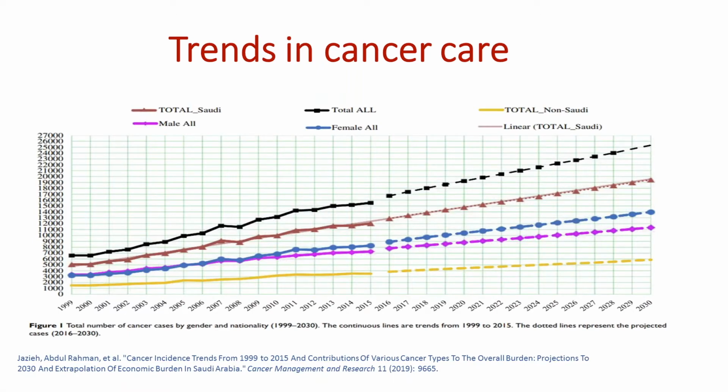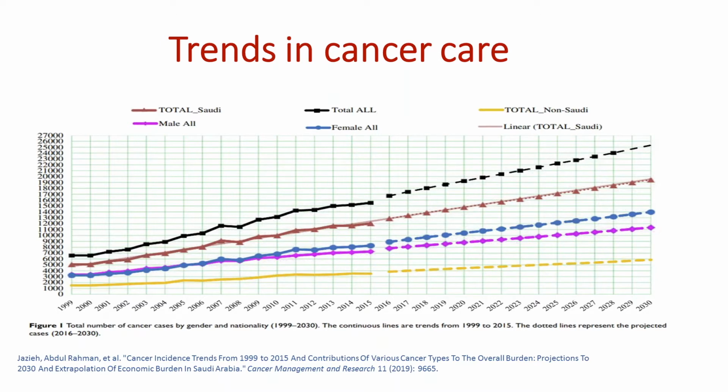So starting with some data, this is from a recent local study about the cancer incidence trend between 1999 and 2015. In the left part of this graph, you can see the cancer incidence in Saudi Arabia increased significantly during the last 2 decades, as the number of new cases increased up to more than 15,000 cases in 2015, an increase of more than 2-fold in the 15-year period.